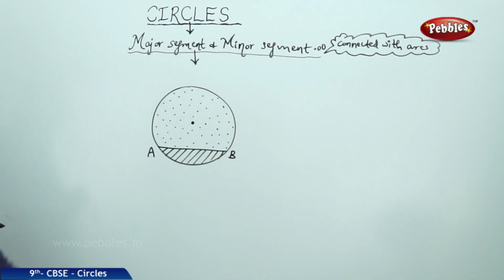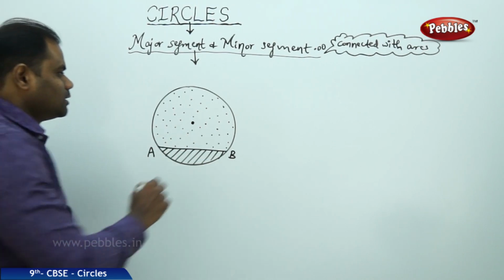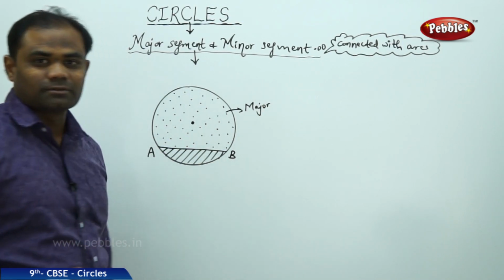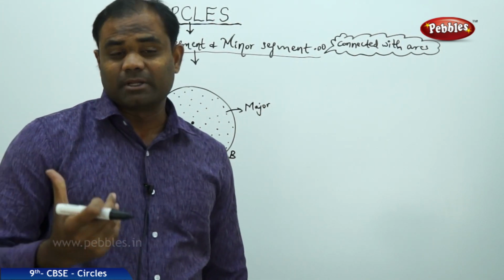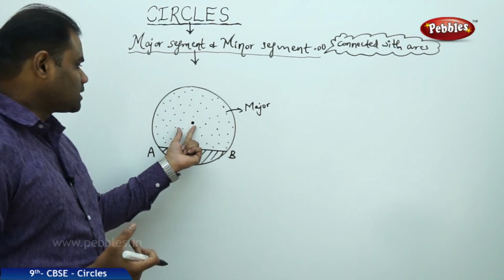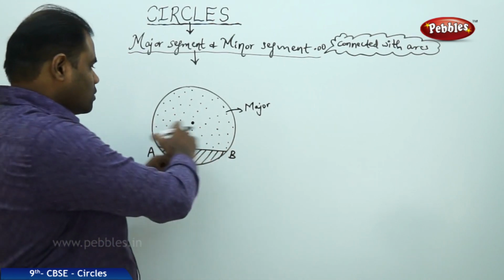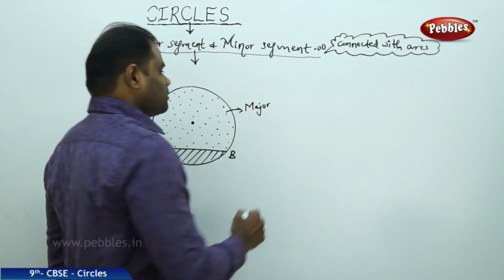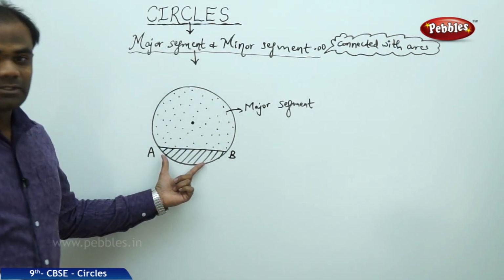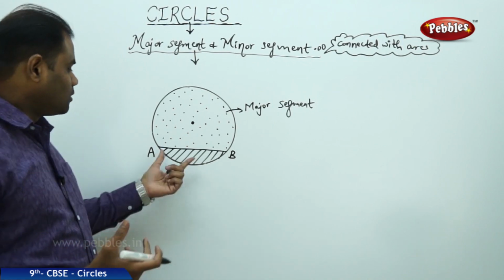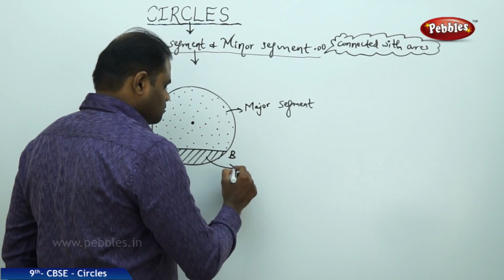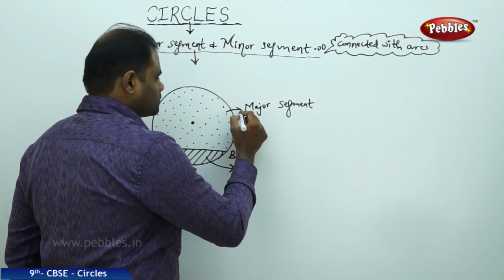Now clearly we know that region 1 has the center, so this is called the major segment. As discussed in the previous session, the major segment is the part of the circle which has the center involved. Because it has the center involved in this region, this dotted region is called the major segment. Now this part of the circle does not involve the center, or there is no center of the circle in this region, so this is called the minor segment.